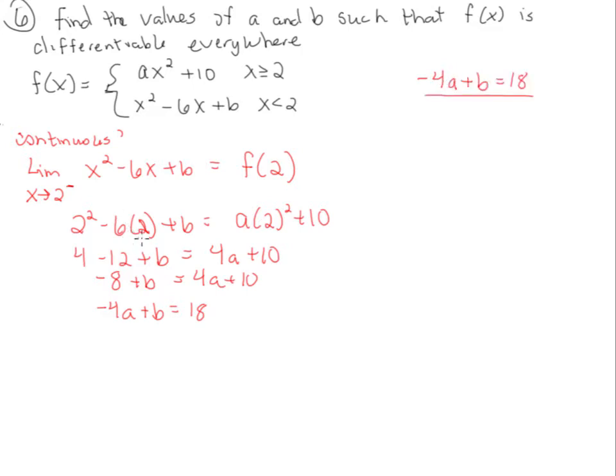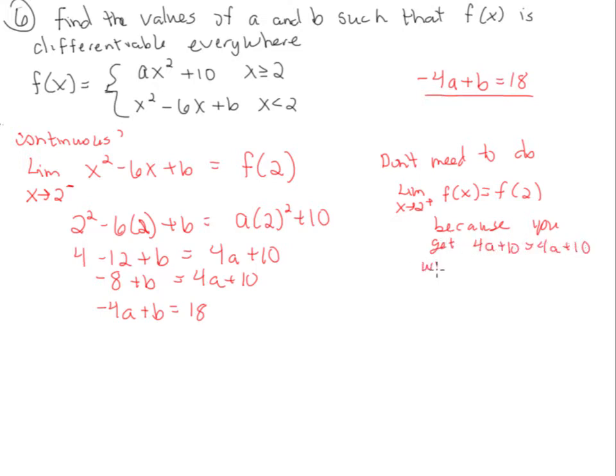Notice I don't have to figure out the limit as x goes to 2 from the right because it gives us a meaningless statement. We end up with a times 2 squared plus 10 is equal to a times 2 squared plus 10, which doesn't help us any at all. So I can't use this equation, so that's the reason why I have to use my differentiability to get my second equation so I can solve for either the a or the b.